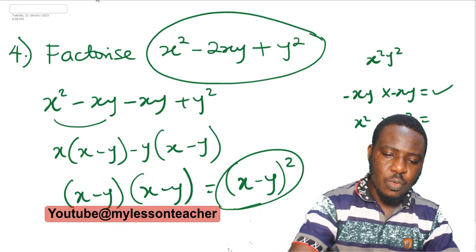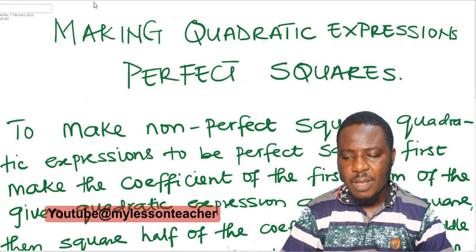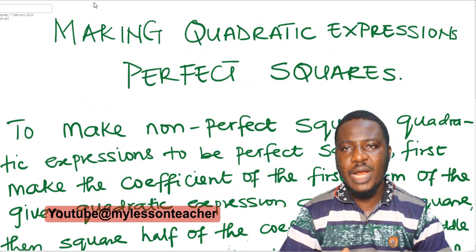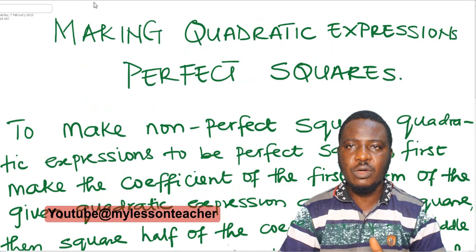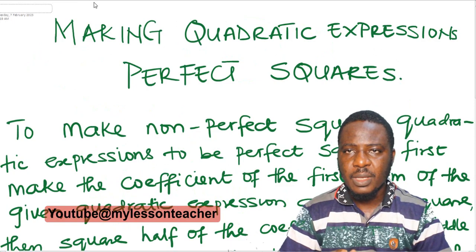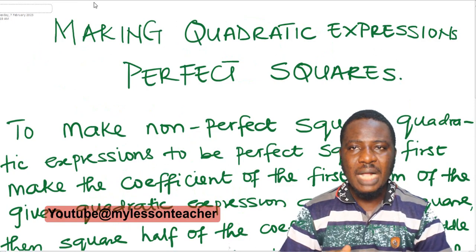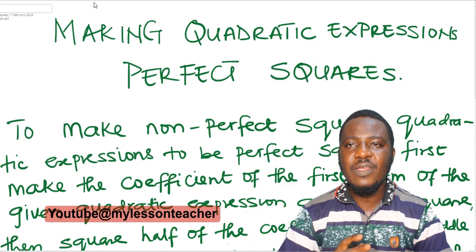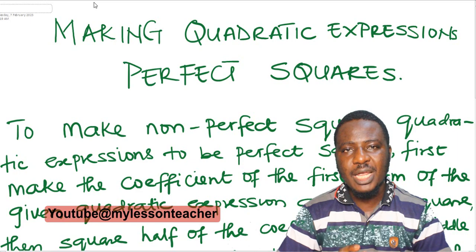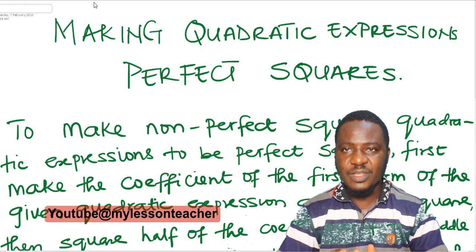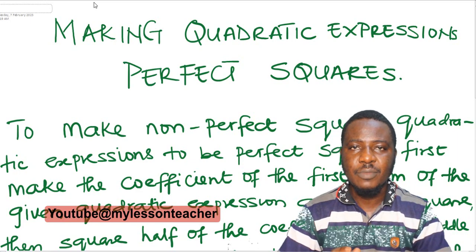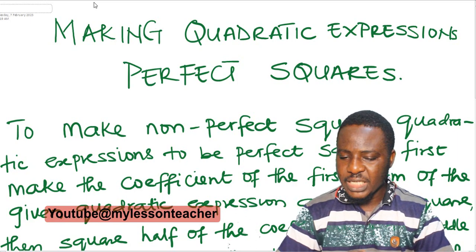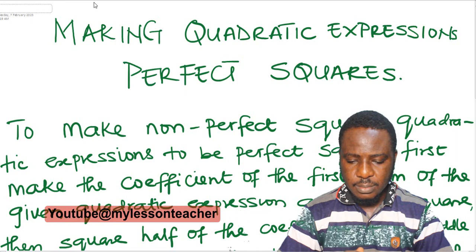In today's class, we shall be looking at making quadratic expressions perfect squares. Now, we all know that it is not every quadratic expression that is a perfect square. And at the last class, we looked at how we can factorize those that are perfect squares. But if an expression is not a perfect square, how do you make it a perfect square and how do you factorize it thereafter? So that's what today's class is centered on: making quadratic expressions perfect squares.